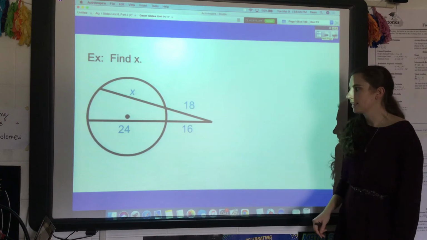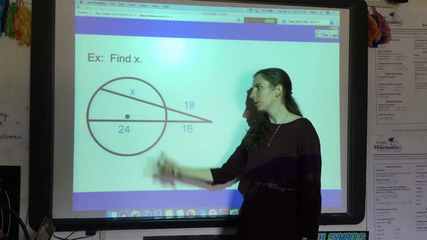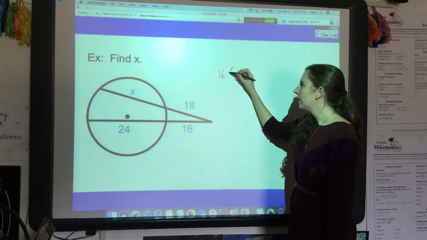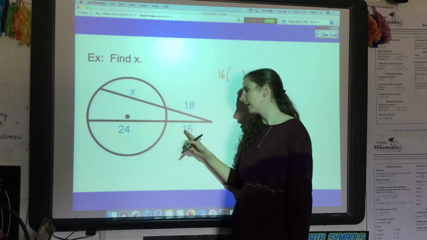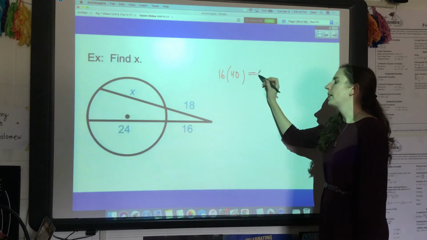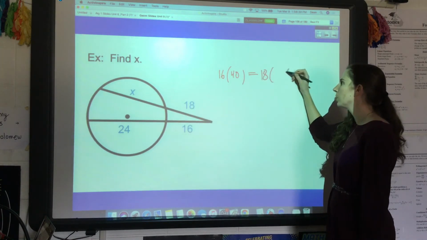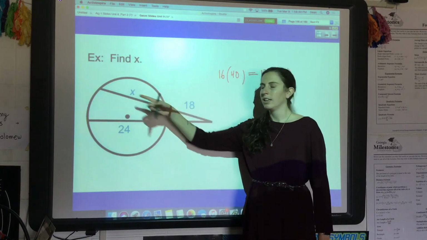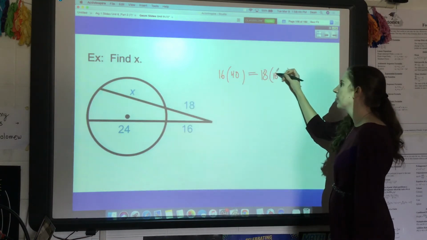All right, I want to find x, and so I know the outer times the whole thing equals this one's outer times the whole thing. So the outer is 16 times the whole length of this segment, which is 16 plus another 24, add them up and you get 40. That should equal this one's outer, 18, times the whole segment, but I don't know what x is, so the whole segment here is going to be 18 plus another x. So I'm going to do 18 plus x.